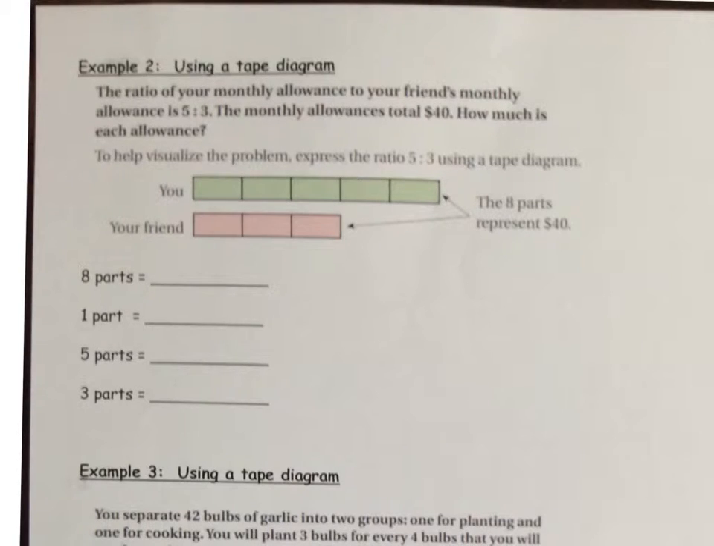And remember, we got the 8 from the 5 parts for your allowance and the 3 parts for your friend's allowance. What we need to do here is figure out what each one of these parts represents in order to find out what your monthly allowance is and what your friend's monthly allowance is. Take a look here. 8 parts equals blank. Well, we know that 8 parts represents the $40. So we'll go ahead and write that in. 8 parts represents $40.